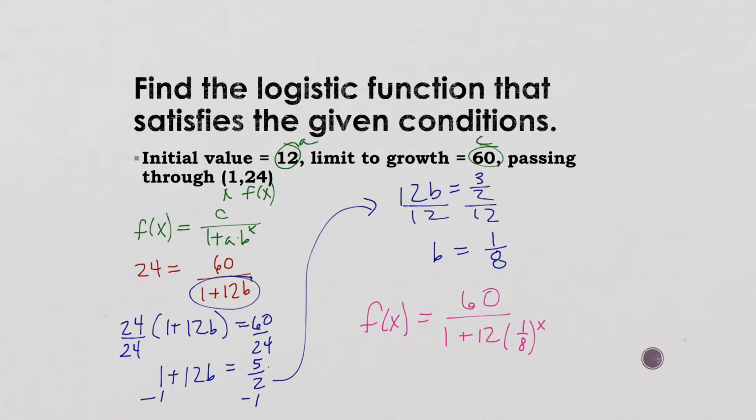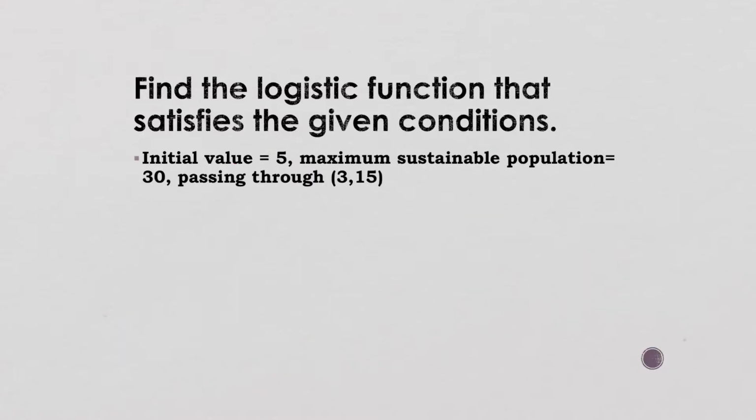Now in both these cases our x was 1. But x is not always 1 and not always given at that point. So let's check out the next one. Work through this. Remember I've got my A and my C, x, f of x. So I'm going to have a little more work to do when I go to solve this one. So 15 equals 30 over 1 plus 5 times B to the third.